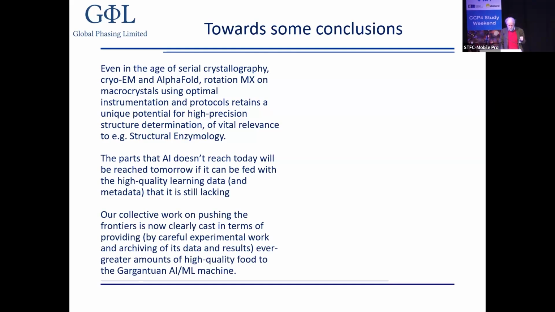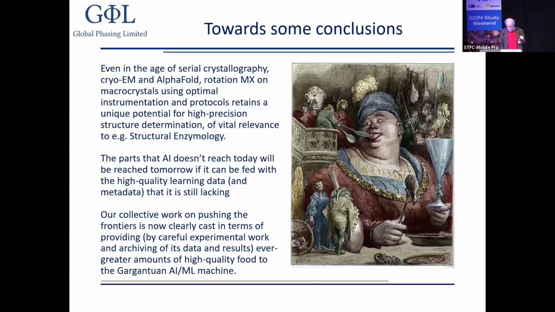And nowadays, we don't just have to think of our collective aim as accumulating structures in the PDB. We have to accumulate those results with the accompanying metadata in such a way that they are highly digestible by artificial intelligence. And I mentioned the gargantuan size of this whole mechanism nowadays. Couldn't resist finding this picture of Gargantua, a sort of mythical giant in Rabelais.